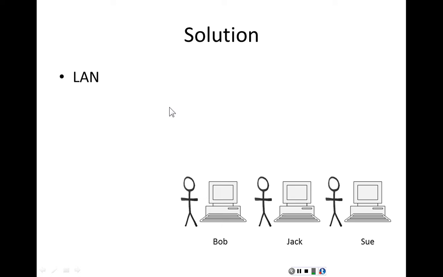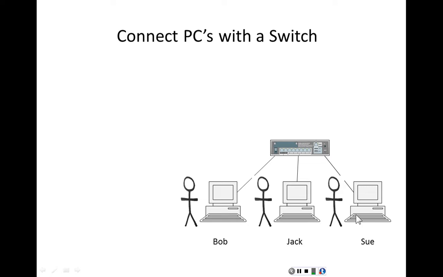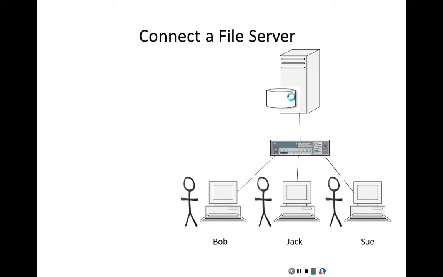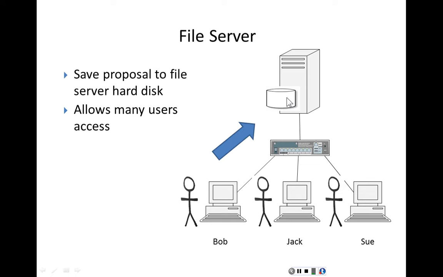So the solution is, you get a local area network. You get a switch, which connects the PCs together, and you get a file server. And a file server is simply a computer with a big hard disk that everybody can save data to. So Bob types up the initial proposal and saves it to the hard disk. And then Jack and Sue can access this proposal, and now there's only one copy of the proposal, so there's no confusion as to where the latest copy of the proposal is.